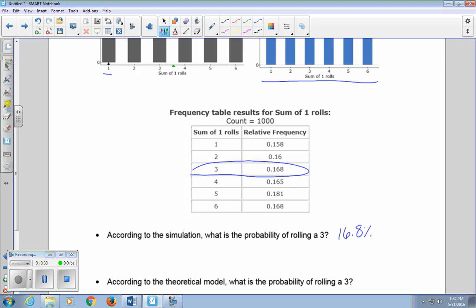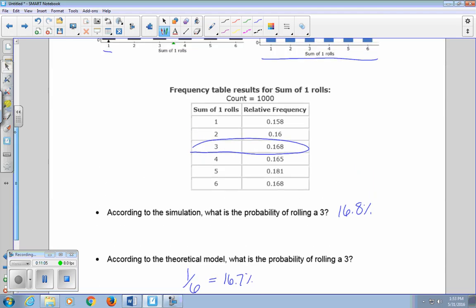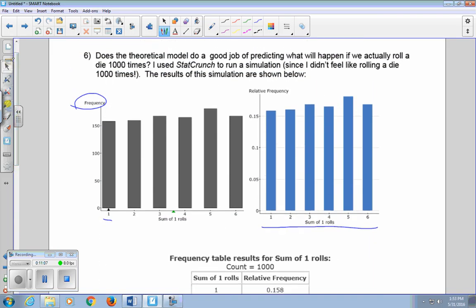According to our theoretical model, what's the probability of rolling a 3? That's 1/6, which is equal to 16.7%. The question we want to know is, did the model accurately predict what would happen in our simulation? We could say, yes, the simulation results are pretty close to what we predicted using our model.